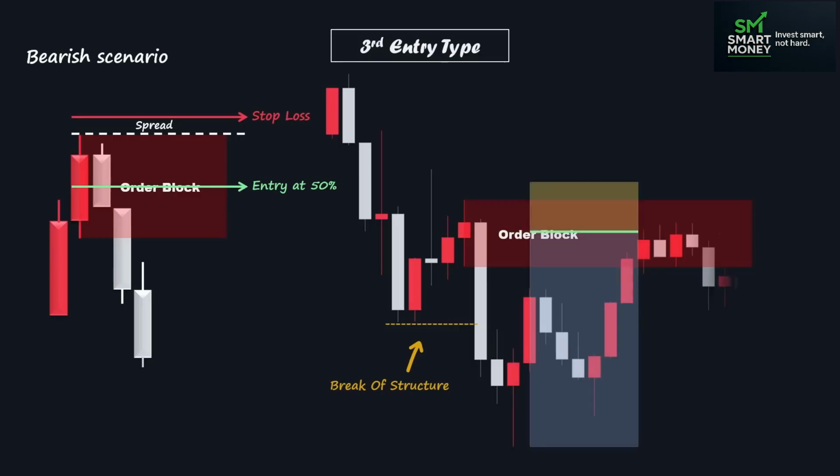This is due to the refined entry point and the smaller size of the stop loss. This is precisely why this entry type holds a special place as my favorite approach. By employing this approach, we can potentially enhance the profitability of our trades while effectively managing risk.